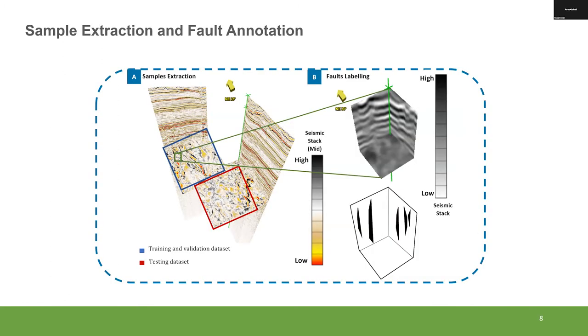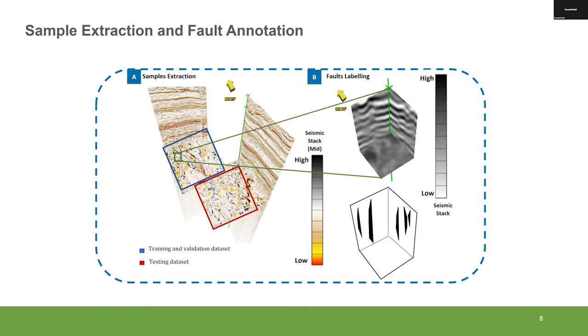For sample extraction, we divide our field area into two parts. The blue area shown here, we use it for training and validation datasets. And the red area, we use it for model testing. The size of each 3D seismic sample that we use is 128 inline by 128 crossline by 128 time slices.